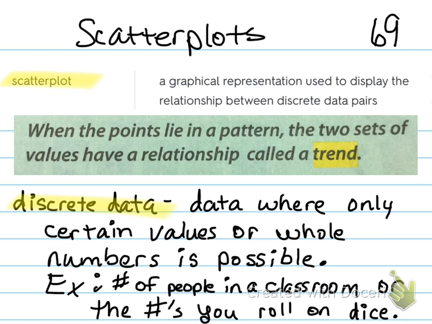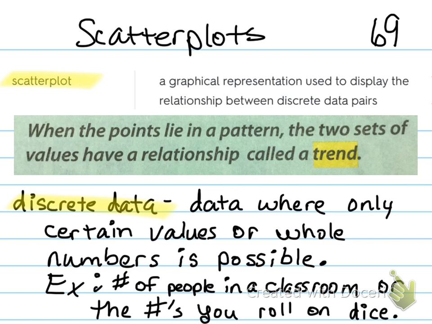And then, of course, discrete data is data where only certain values or whole numbers are possible. So, for example, the number of people in a classroom. You can't have half a person, so the number of people would be discrete data. Or the numbers you roll on a dice, because you can only roll certain numbers and they're whole numbers. You can't measure in between there. So that would be discrete data. Values such as times for a race, you can measure to the fractions of a second. And so that would not be discrete data.